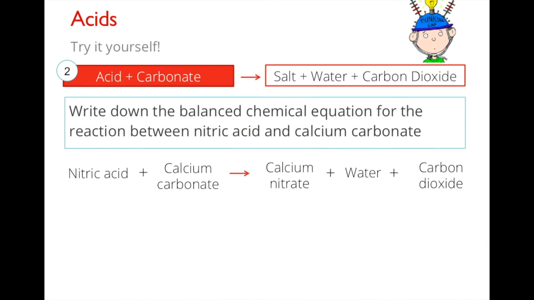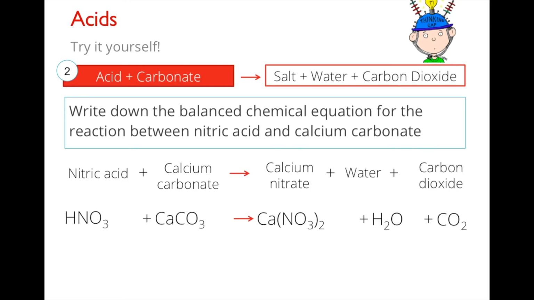Now, write down the balanced chemical equation for the reaction between nitric acid and calcium carbonate. I have helped you by writing down the salt that will be formed. Again, the cation comes from the metal carbonate and the anion comes from the nitric acid. So this is the correct chemical formula, and this is the balanced equation.